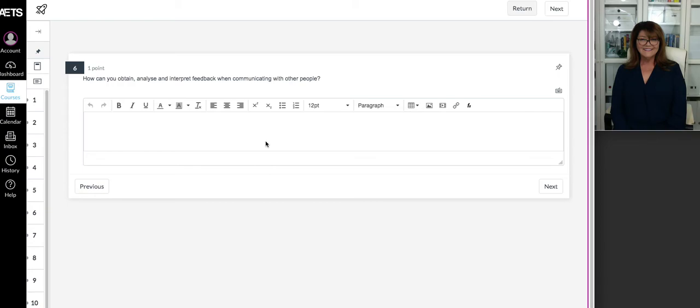Number 6, how can you obtain, analyse and interpret feedback when communicating with other people. Now, this question is also related to the section where we looked at how we monitor work performance, and we were talking about how we would gather feedback from our manager, our supervisor, our clients, our colleagues and things like that. So you're looking to understand how you would get that information, how you would interpret and analyze that information, and obviously how you would make that feedback useful for yourself in the future. So you're just looking to break that one down. Once again, if you use something directly off the readings, please reference it.